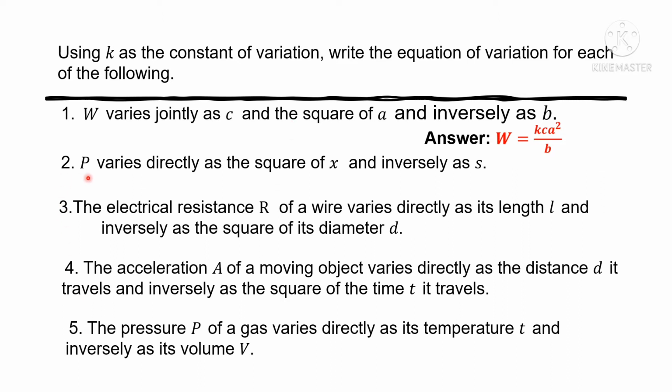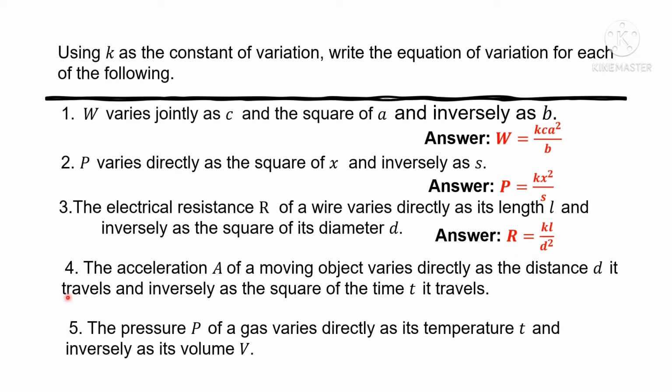Next, number 2. P varies directly as the square of x and inversely as s. So the answer is P equals kx squared over s. Number 3. The electrical resistance R of a wire varies directly as its length L and inversely as the square of its diameter d. So the answer is R equals KL over d squared.